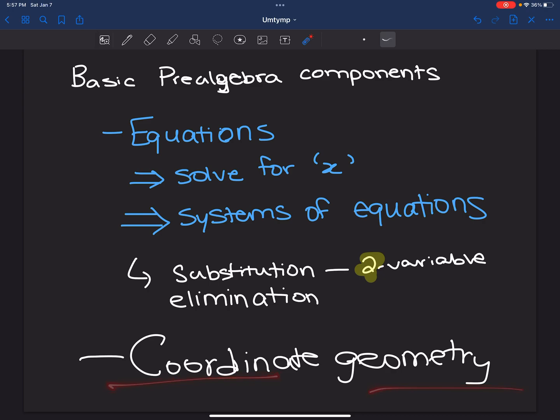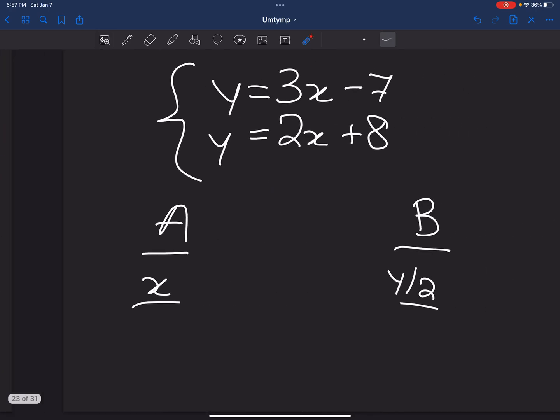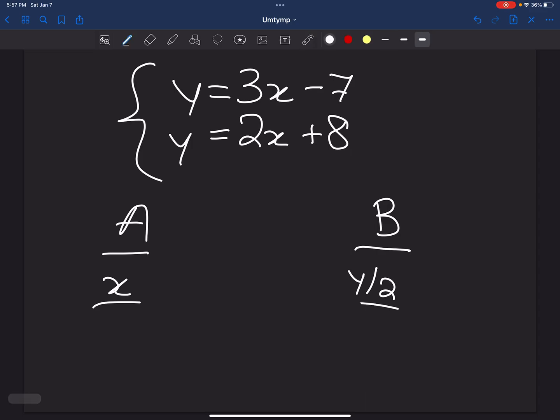Finally, some coordinate geometry. This only makes up like 2% of the exam. Well, I don't know, that's all I saw, but it's still important to know. So let's get started. This is our first example problem.